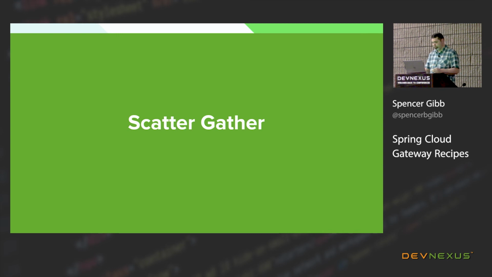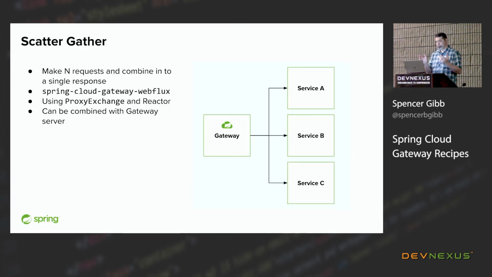This particular pattern is fairly common. It would probably be useful in a backend for frontend, right? With a backend for frontend, you want to get requests from multiple services and then combine that data into a single response, for example, for your client. So it's a pretty popular thing. We're going to be using Spring Cloud Gateway WebFlux. I'll show you what the proxy exchange class looks like, and interestingly, it can be combined with Gateway Server.